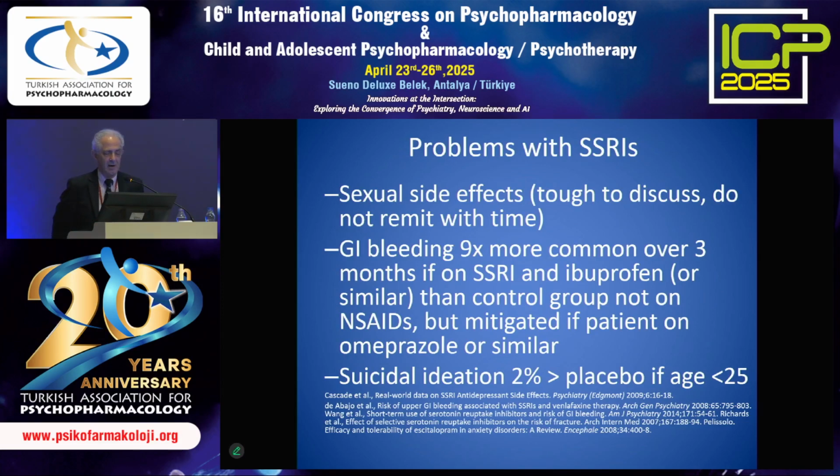Another bad side effect is the anticoagulant effect of SSRIs, especially if you combine them with another anticoagulant, like ibuprofen or other NSAIDs. If you combine an SSRI with an NSAID, the risk of GI bleeding, as just one kind of bleeding, goes up 900% over a 3-month period if they're on both of those. Now, that can be mitigated by having them on omeprazole or a similar type of drug to reduce the irritability in the stomach, but if they're not on that, you're looking at a big increased risk from this combination.